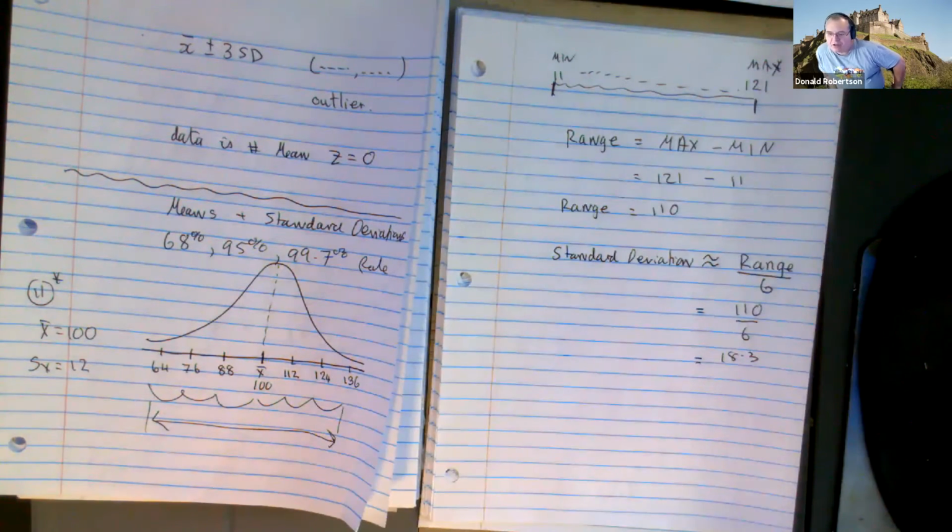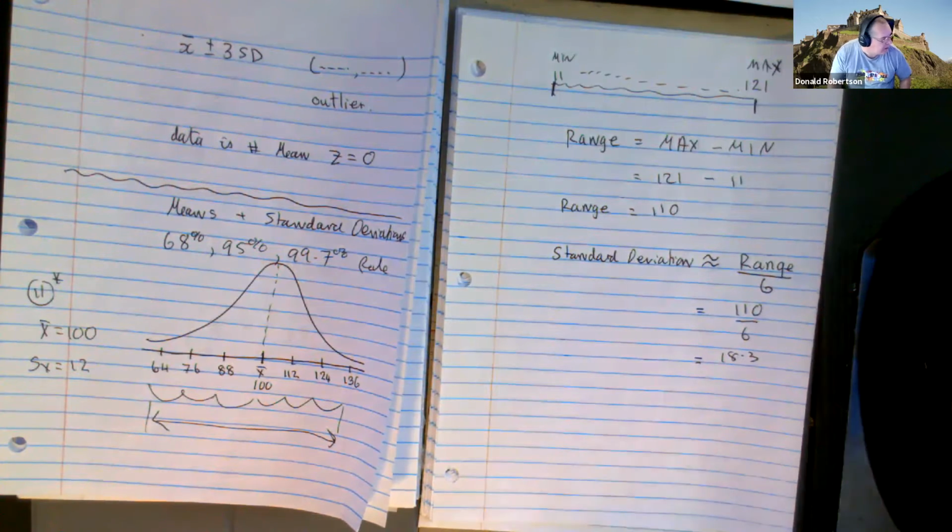So if someone says, I've got some data, it's a nice hill shape, right? It's nice and symmetric, and it starts at 1 and it finishes at 21. Couldn't you estimate the standard deviation by just saying, okay, 21 take away 1 is 20, 20 divided by 6. The answer is 3.3, whatever, that kind of idea.